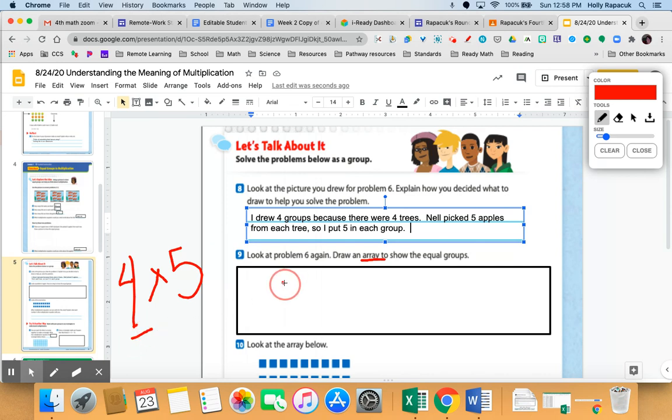So I'm going to have 1, 2, 3, 4. And my rows are going to go across. So then I'm going to have to put 5 in each one. But since I already have 1 there, 1, 2, 3, 4, 5. And I do the same for each row. And that would be my array.